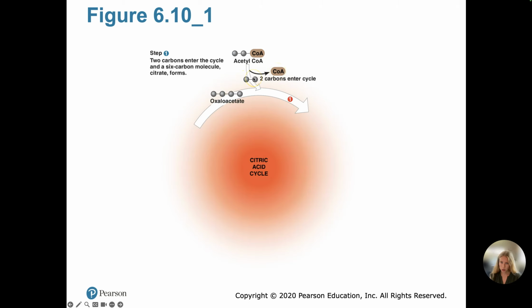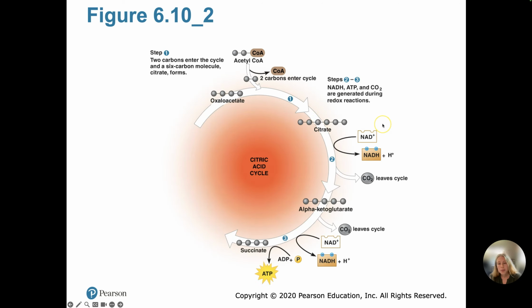So now we just have 2 carbons entering the cycle. Those 2 carbons are going to combine with oxaloacetate and form a 6-carbon molecule, which is citrate. This is where the citric acid cycle gets its name. In steps 2, which is right here, and then 3, which is right there, NADH, ATP, and CO2 are generated during a series of redox reactions.